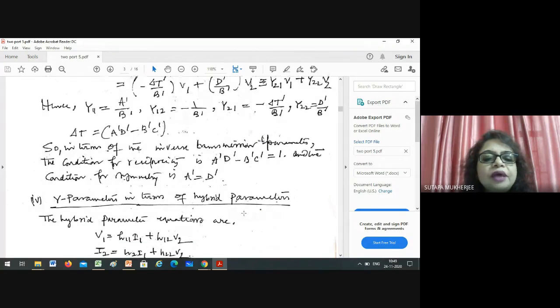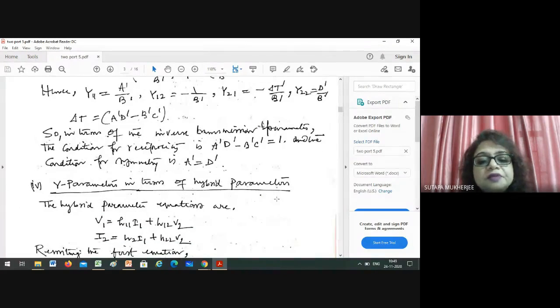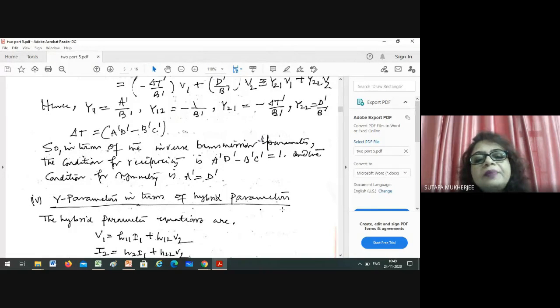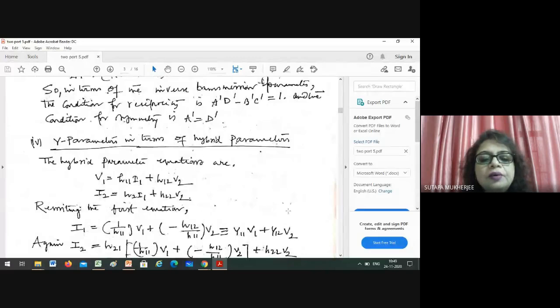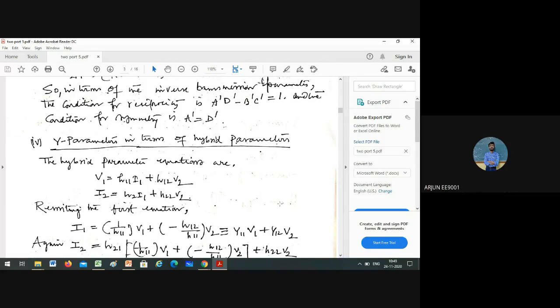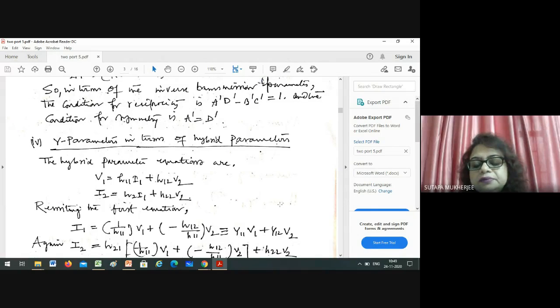Now come to Y parameters in terms of hybrid parameters. So till now, Y parameters in terms of what parameters do you know? First of all, Z parameters. After that, transmission parameters, that is ABCD parameters. And after that, inverse transmission parameters. Now come to Y parameters in terms of hybrid parameters.